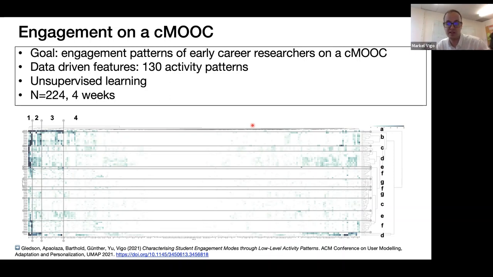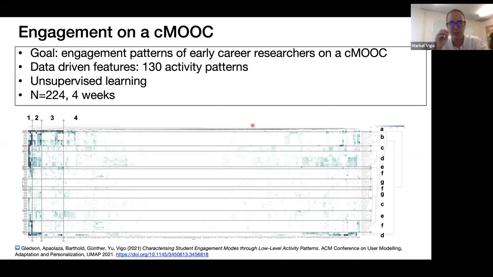So the literature says that there are three types of users: those that complete, those that engage from the beginning to the end and complete the course; those that are strong starters, whose engagement declines over time until they drop; and those who don't engage whatsoever. But by using our approach, we were able to find more subtleties in the data.